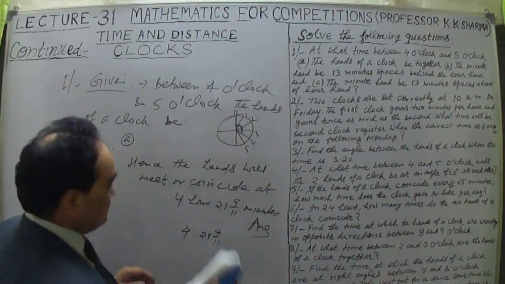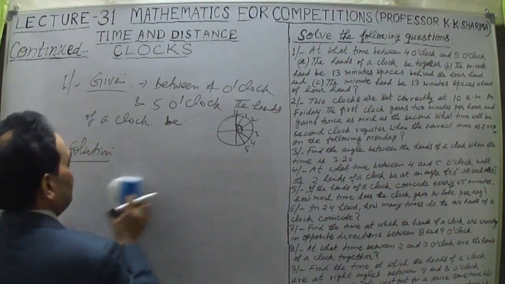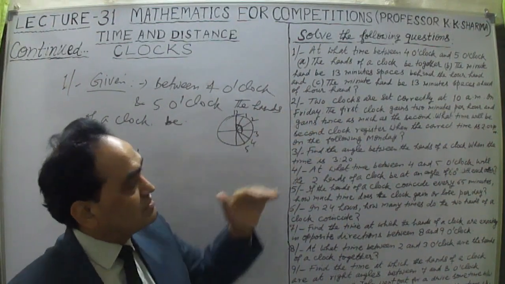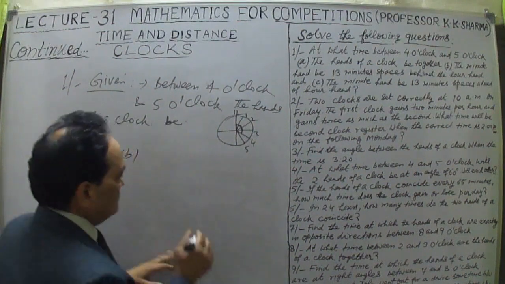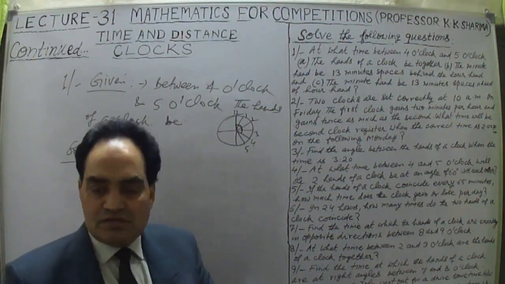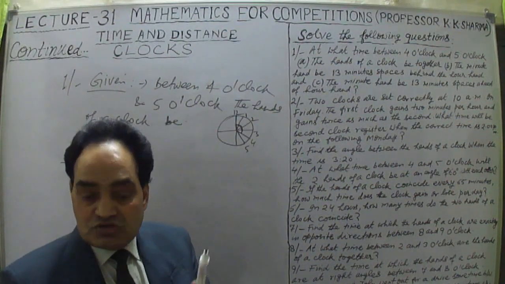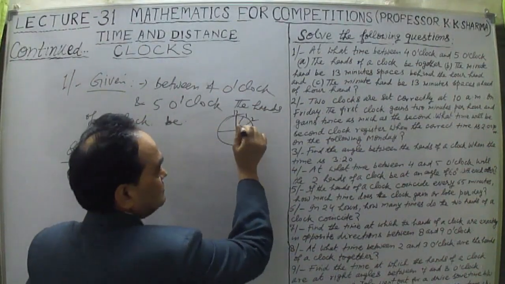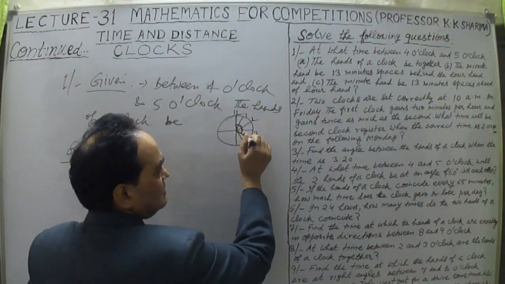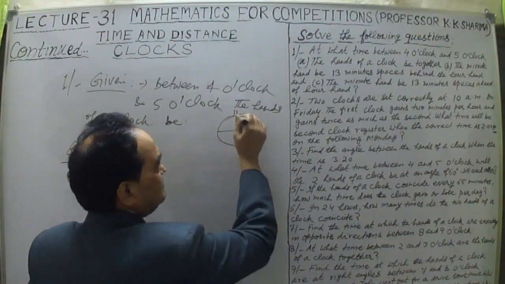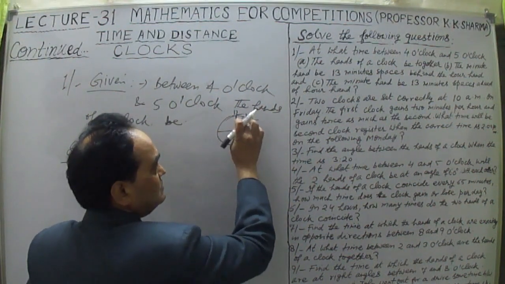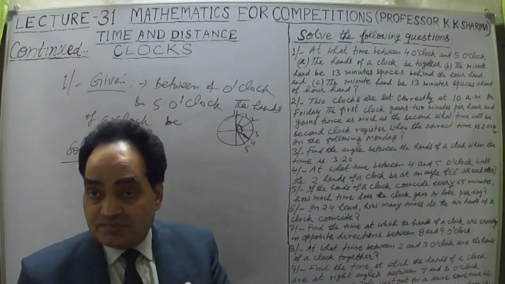Now come to the second part of this. The second part says that the minute hand is 13 minutes space behind the hour hand. Now come to the point. When the minute hand is 13 minutes behind the hour hand, the hour hand is at 4 o'clock, and the minute hand comes from 12 towards 1, 2 like that. So there is a space of 13 minutes remaining.